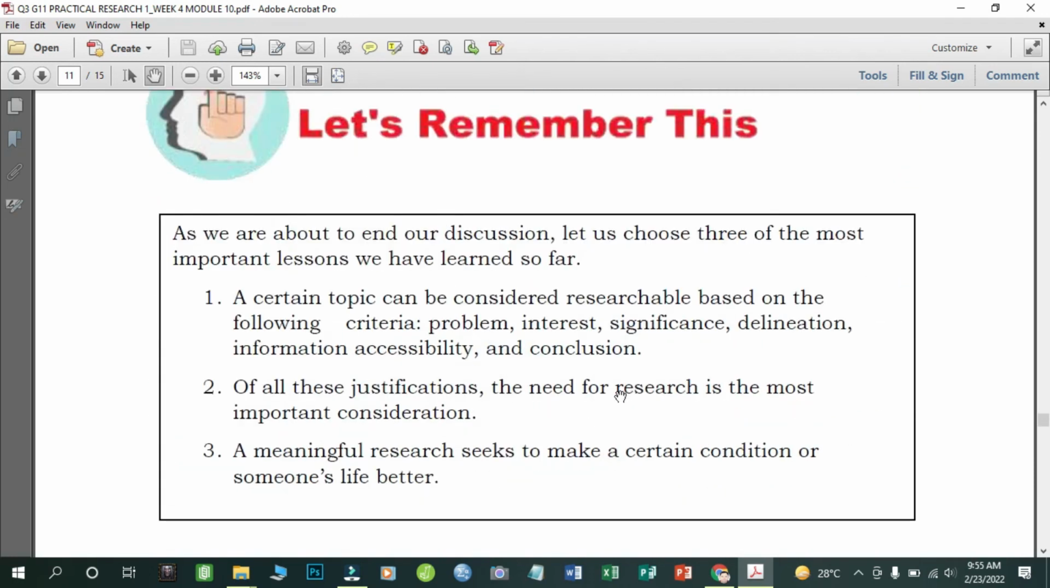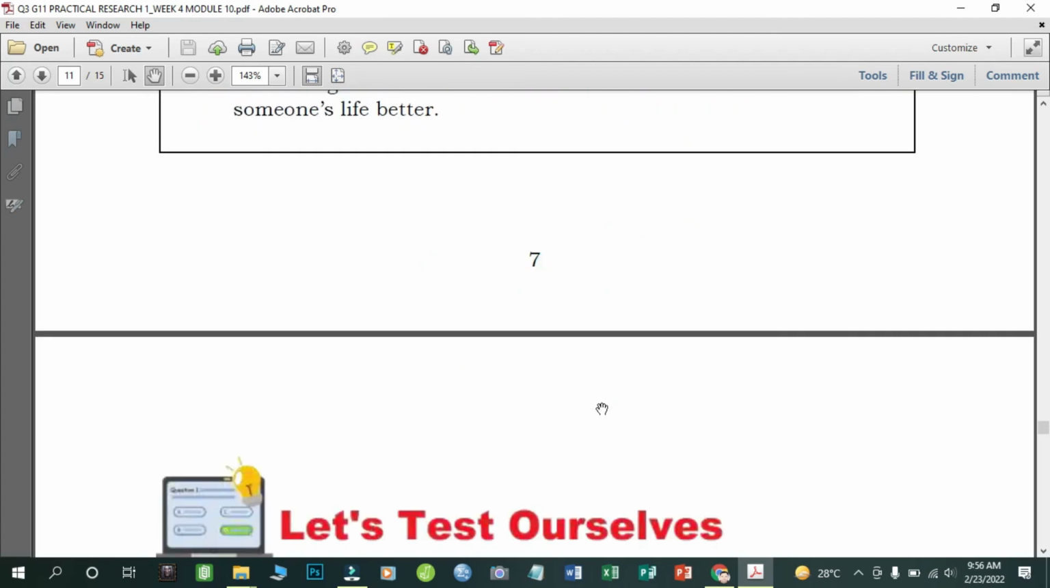Okay, let's remember this. As we are about to end our discussion, let us choose three of the most important lessons we have learned so far. Number 1: a certain topic can be considered researchable based on the following criteria: problem, interest, significance, delineation, accessibility, and conclusion. And number 2: of all justifications, the need for research is the most important consideration. A meaningful research seeks to make a certain condition in someone's life better.